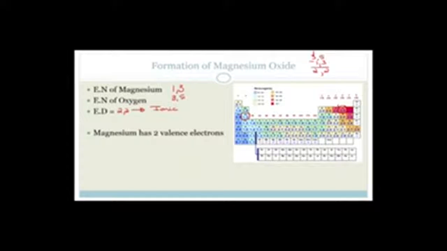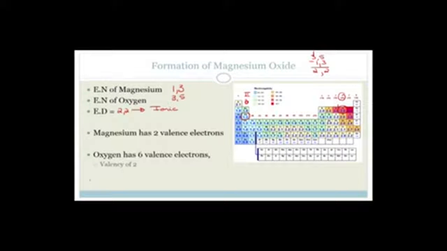Now if we look at it, obviously magnesium is in group 2, so it's got 2 valence electrons. Happily, oxygen is in group 6, so it's got 6 valence electrons, which means it's got a valency of 2. Why? Because it has space for 2 electrons, which will then make it like a noble gas. So the magnesium has 2 valence electrons, and the way we would write it is 1, 2. It is going to give away 2 electrons, and it's going to become magnesium 2+.